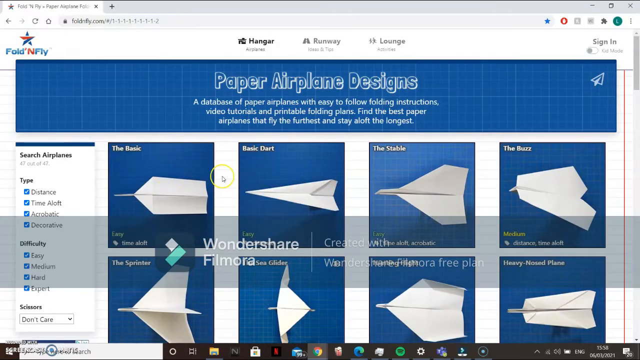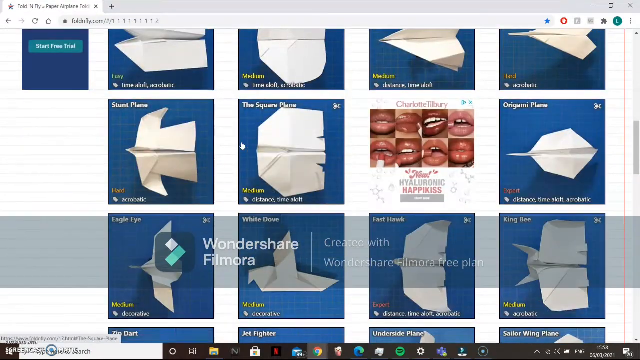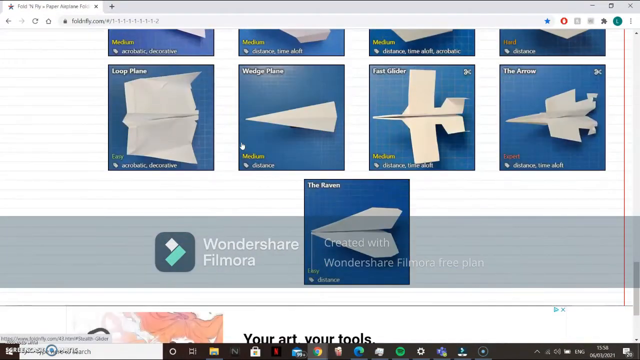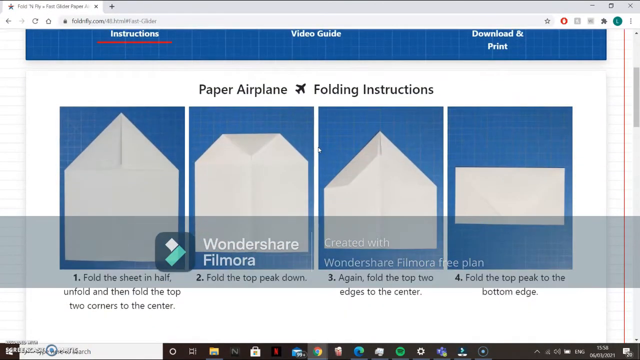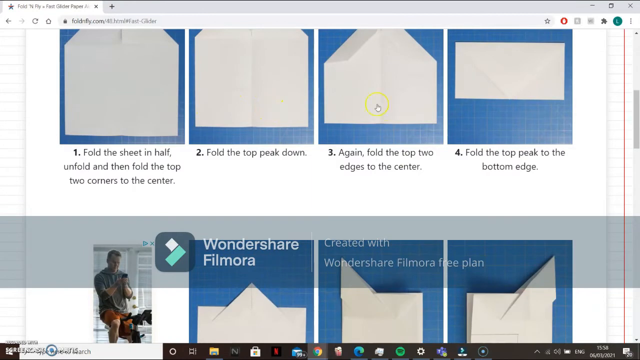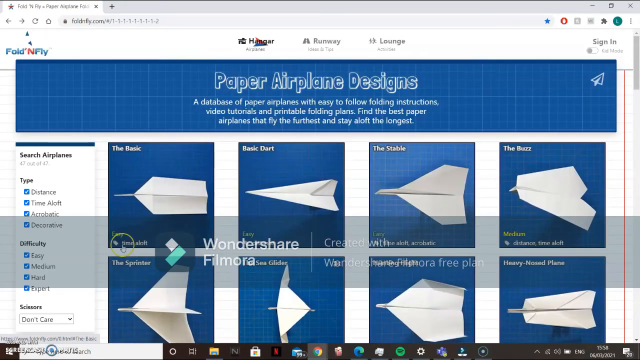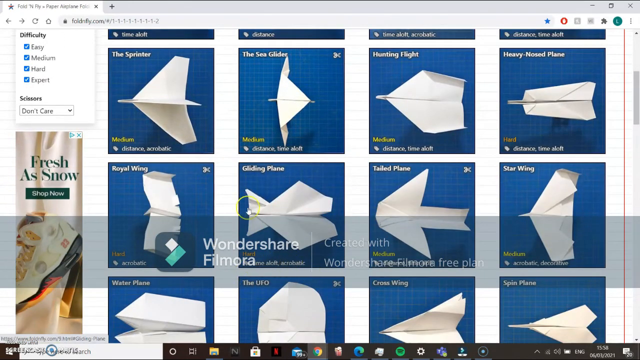On the Fold and Flight website, you can find all paper plane models showcased in the presentation and many more. Each paper plane has a step-by-step guide to help you. Additionally, below each model you can observe the performance features, distance, time aloft, and acrobatic of each paper plane. Have fun and may the best paper plane win!